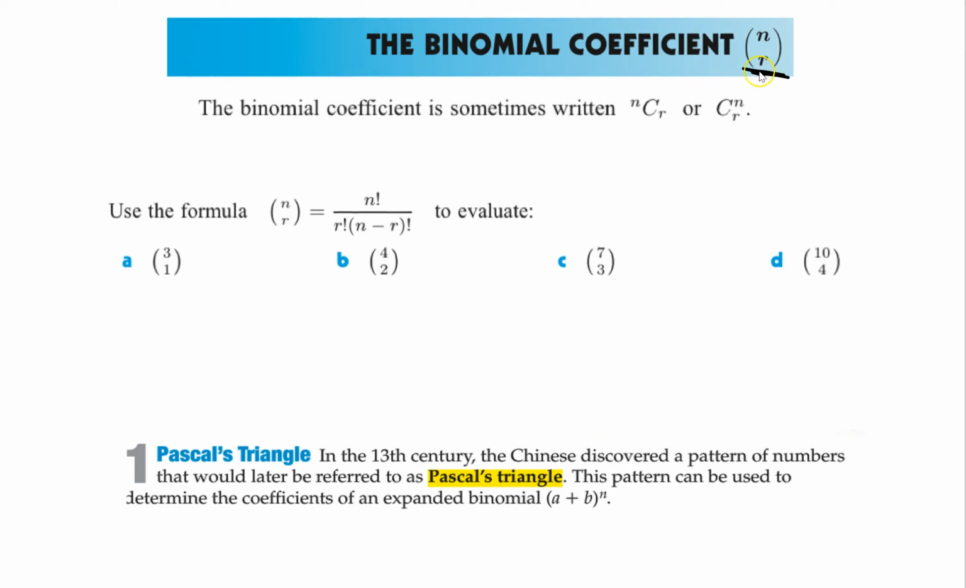If you see a binomial coefficient, n over r, it can be written like this or like that. All means the same thing. You're going to see it mostly in this form. This is the formula for it, and I will give you that. I just gotta know how to simplify it.